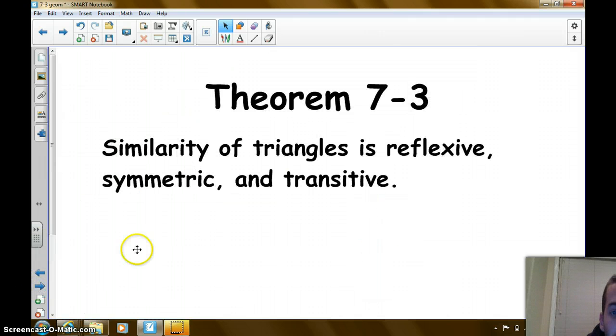And then the last one: similarity of triangles is reflexive, symmetric, and transitive. We can go into details. We'll try again. I want you to just try your homework tomorrow.